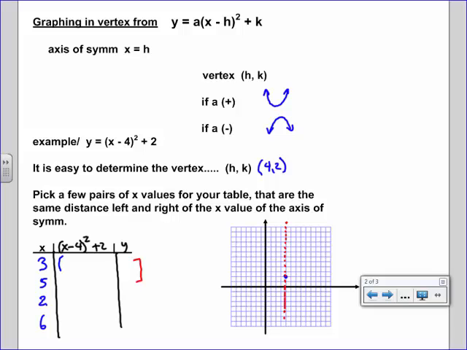If we put in 3, 3 minus 4 squared plus 2, well, 3 minus 4 is negative 1. Negative 1 squared is positive 1, plus 2 is 3. And we'll have the same value if we plugged in 5. If we put in 2, 2 minus 4 is negative 2, squared is positive 4, plus 2 is 6. And we would get the same value if we plugged in 6.